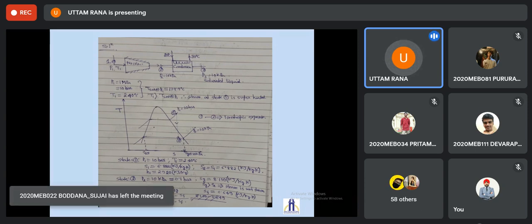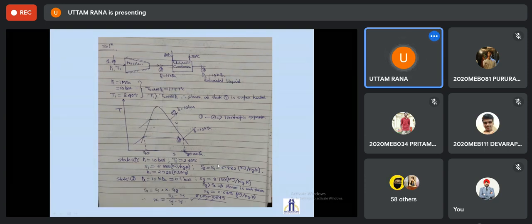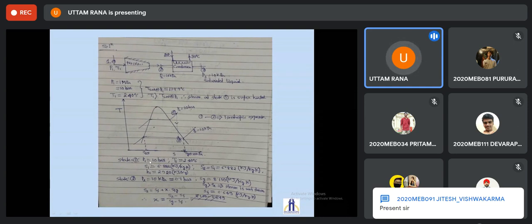So state 2 is basically in the two-phase zone. How to ensure which region it is in, whether inside the two-phase zone or outside? You just have to find the value of S1. From the steam table, P1 is given and T1 is given, so S1 is 6.882.